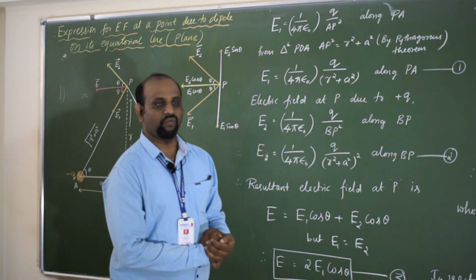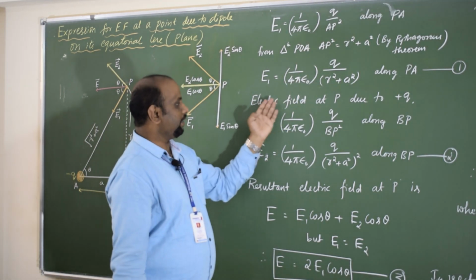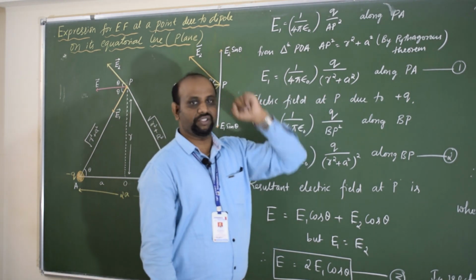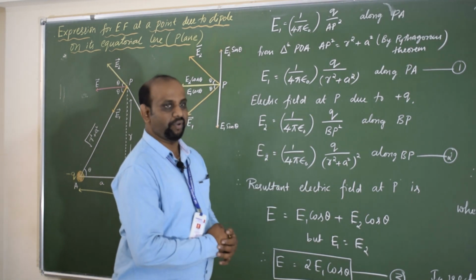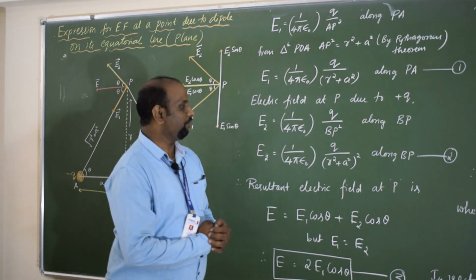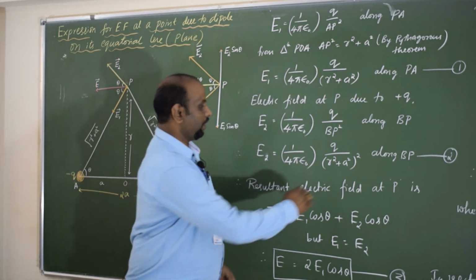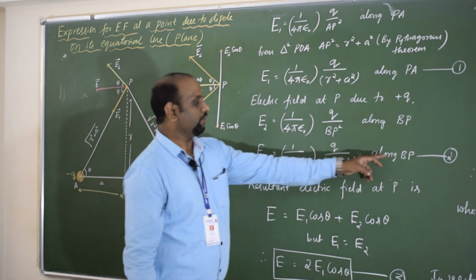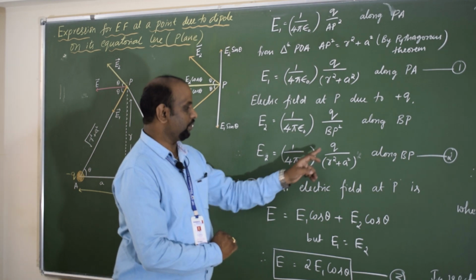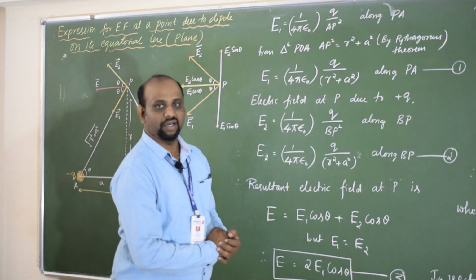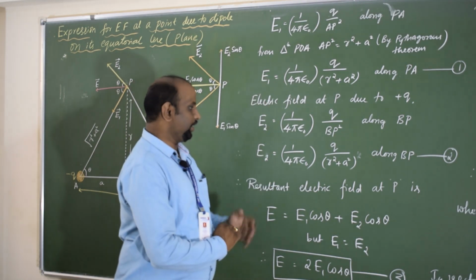Call equation number 1. This is the electric field due to the negative charge. Similarly, the electric field at the point P due to the positive charge is given by E2 is equal to 1 by 4 pi epsilon naught Q divided by BP square. BP square value is R square plus A square, so E2 is equal to 1 by 4 pi epsilon naught Q divided by R square plus A square along BP. Now there are two electric fields, E1 and E2.